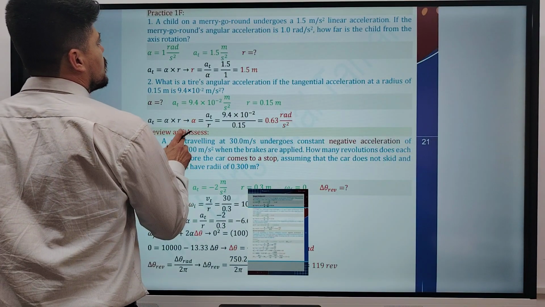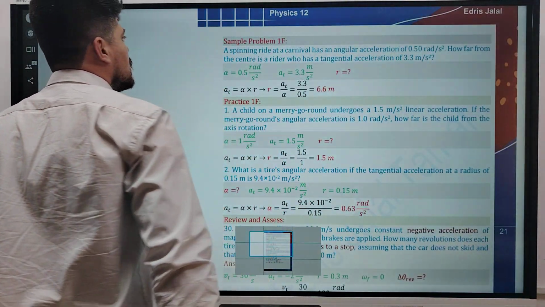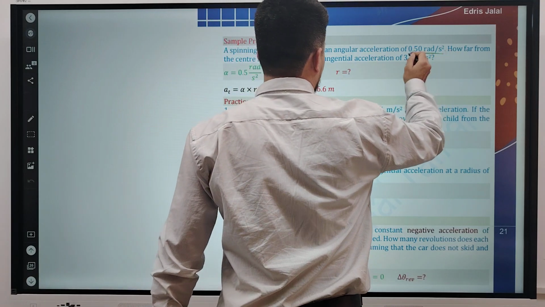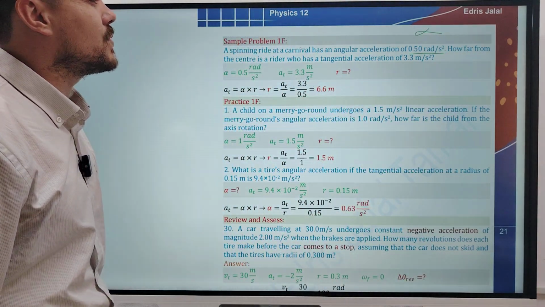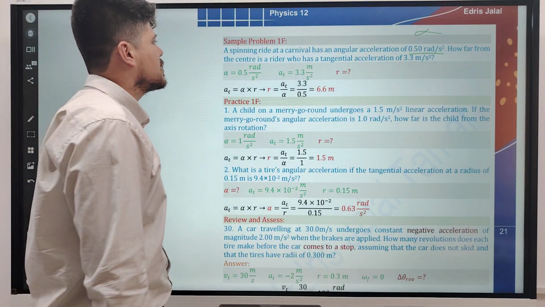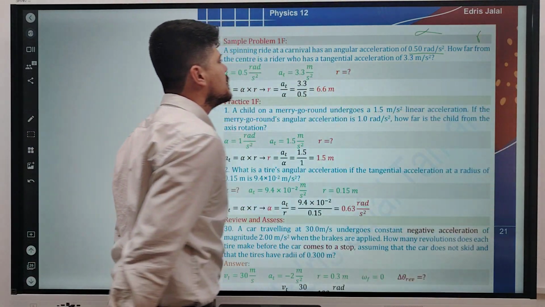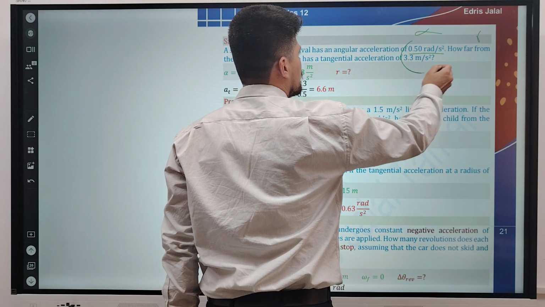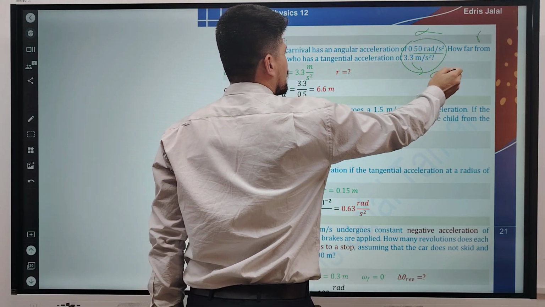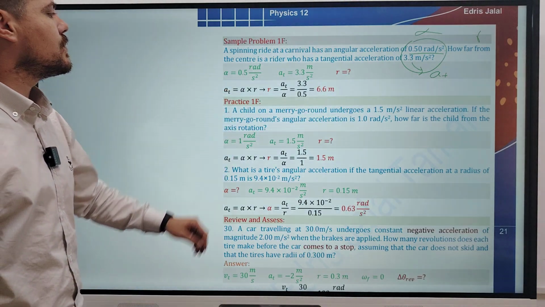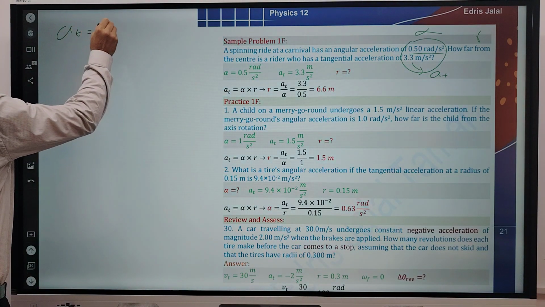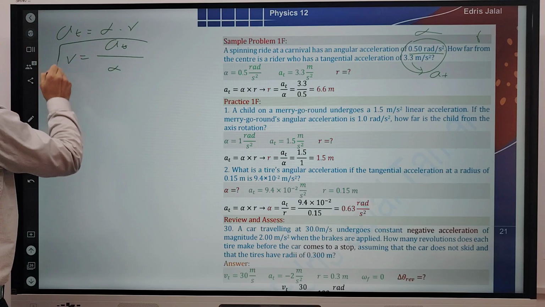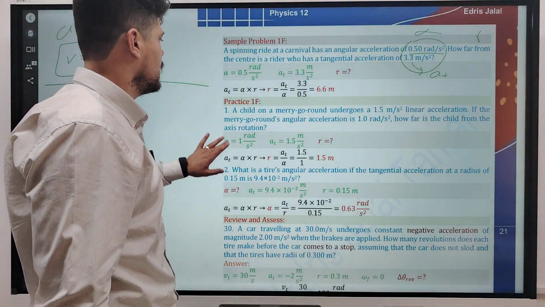Okay, let's solve the sample problem and the practice. Sample problem 1A: a spinning ride at a carnival has an angular acceleration. What is this? This is angular acceleration, alpha, which is equal to 0.5 rad per second squared. How far from the center? What do you mean by how far? R. It has tangential acceleration 3.3 meter per second squared. Be careful between these two numbers. The first one is alpha, the second one is AT. Write down the equation, AT is equal to alpha R. Rearrange the equation, R equals AT over alpha. Replace, and it is too easy, okay?